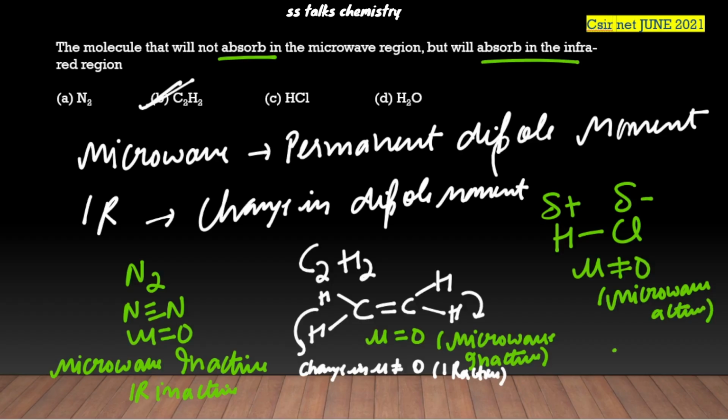And D, it is the water. So again you can see here the hydrogen and the oxygen are present. This is delta positive, this is delta negative, here also it is delta positive. So the dipole moment is not equal to 0, so it is also microwave active, right? So options C and D can't be there, so option B only is the right one.